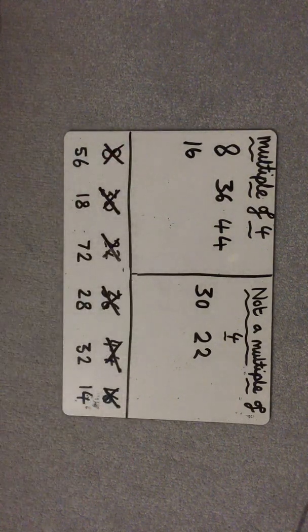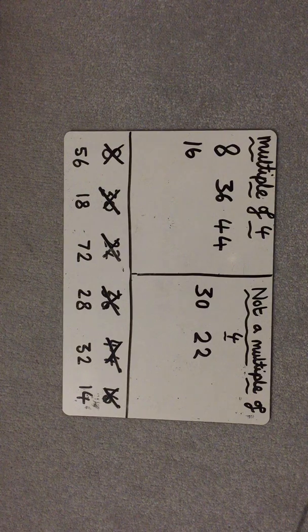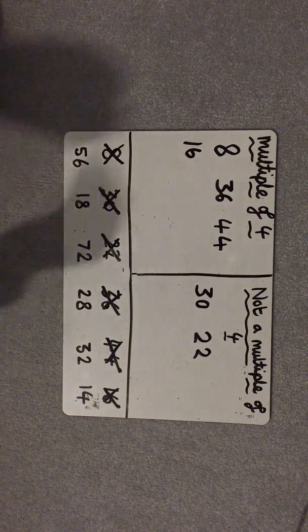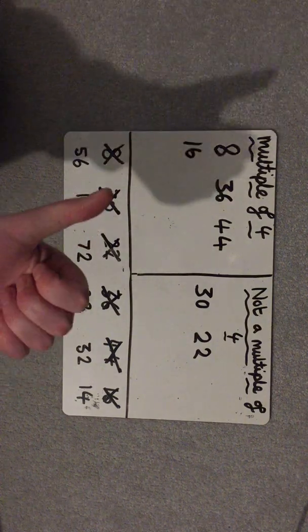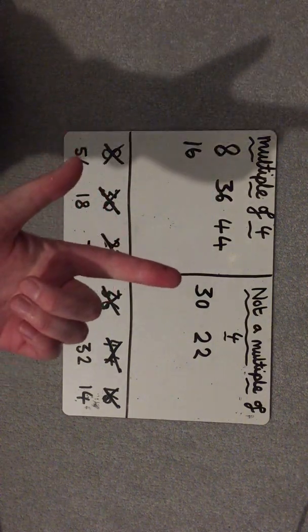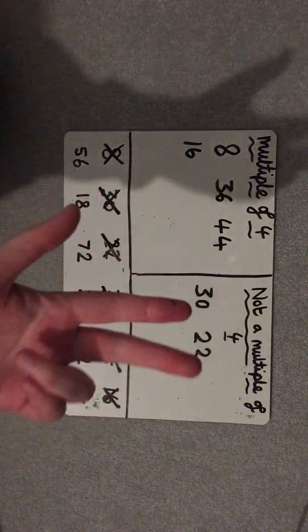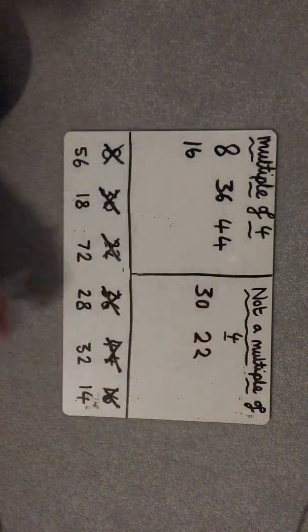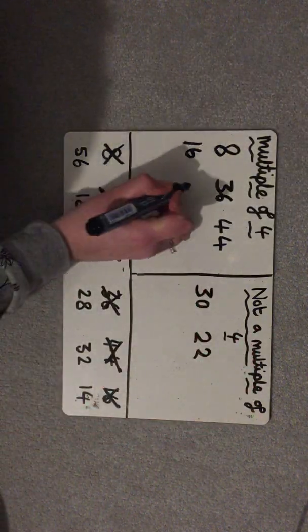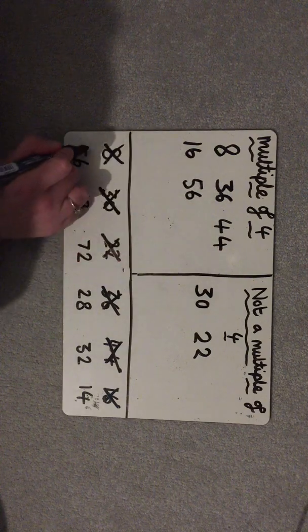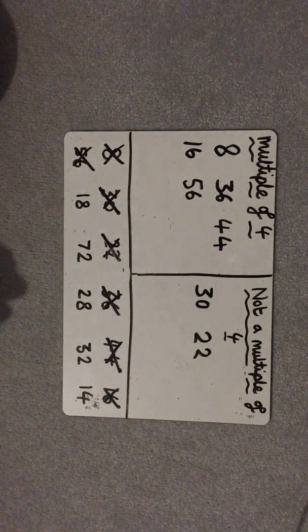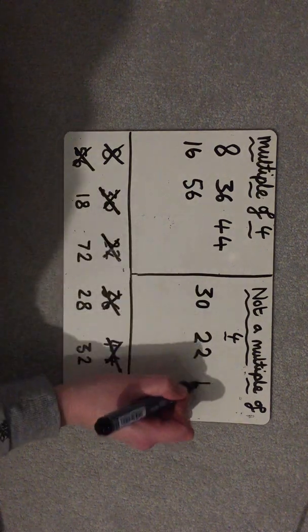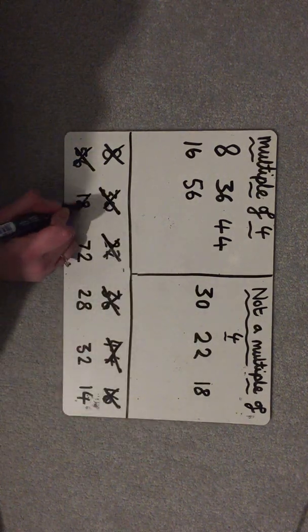What about 56? We might have to count this one. So we know 10 times 4 is 40. So let's count from there. Ready? 44, 48. Then what happens? 52, 56. Again, a multiple of 4. 18. When we count in 4s, do we hear it? No, we hear 16 and 20, but we do not hear 18, so that goes over there.